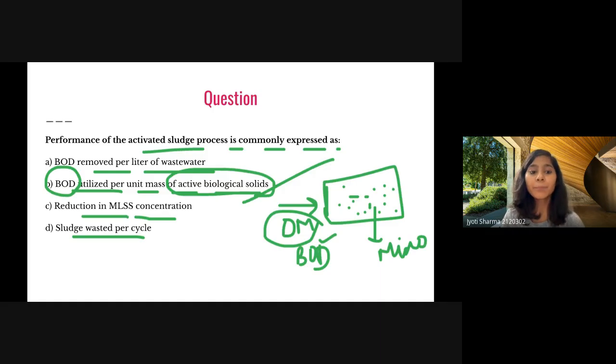Here, BOD removed per liter of wastewater is not accounting the microorganism. So A is not the right option. Reduction in MLSS concentration, this is absurd. Then sludge wasted per cycle, no, this is also not the option. So B is the right one.